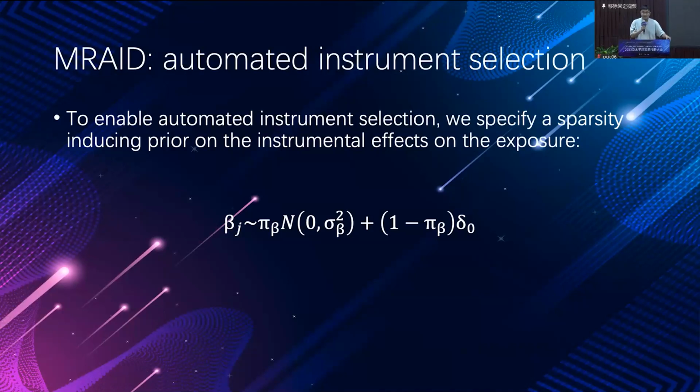It means that with probability pi_beta, the SNP has an effect, which follows a normal distribution with mean 0 and variance sigma_beta squared. And with probability 1 minus pi_beta, it has no effect.